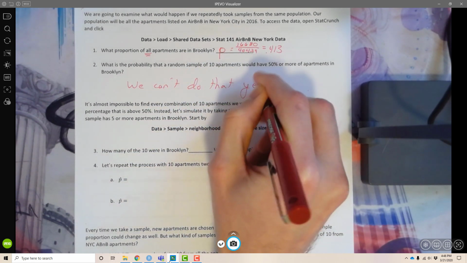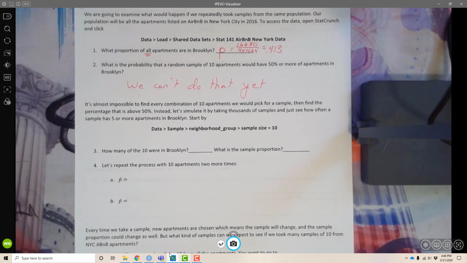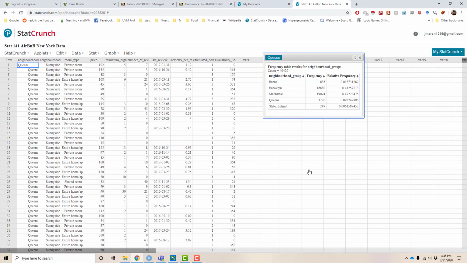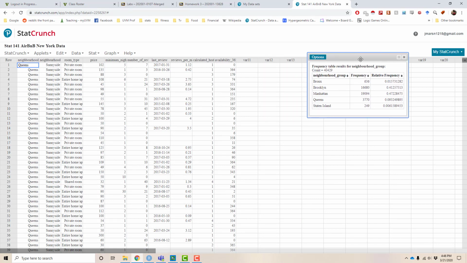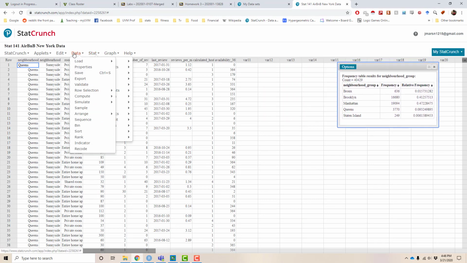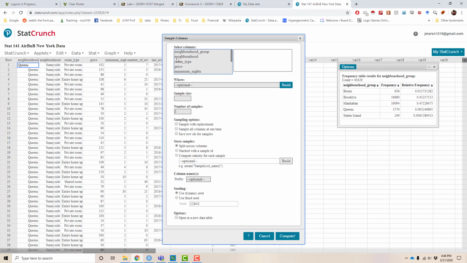So instead, what we'll do is we'll just simulate it. We'll just take a sample over and over and over again. So if we go back to StatCrunch, we can get StatCrunch to take a sample for us. If we go to Data, go down to Sample, we can tell it what variable we want. We want our sample size to be 10, and we can even tell it how many samples we want.